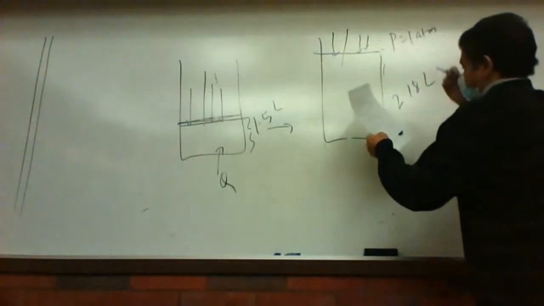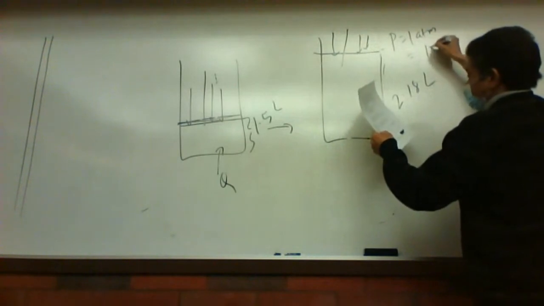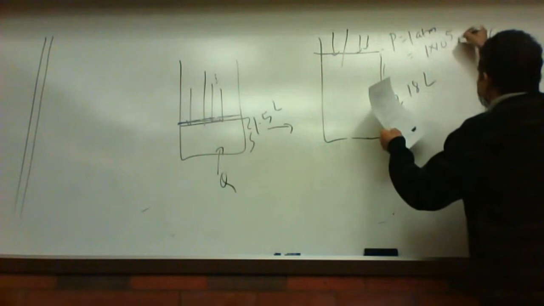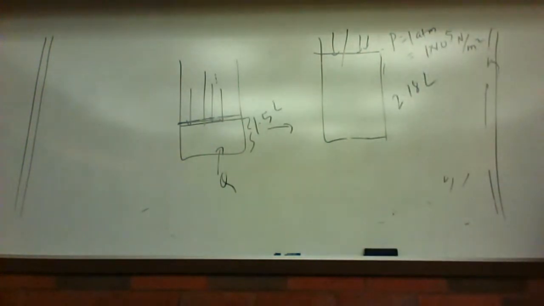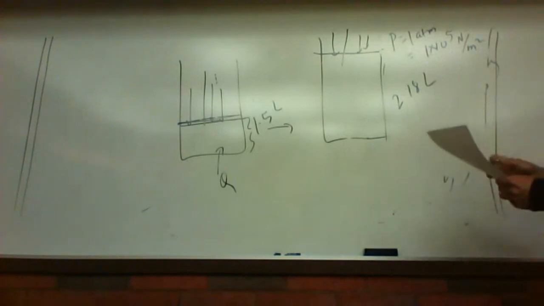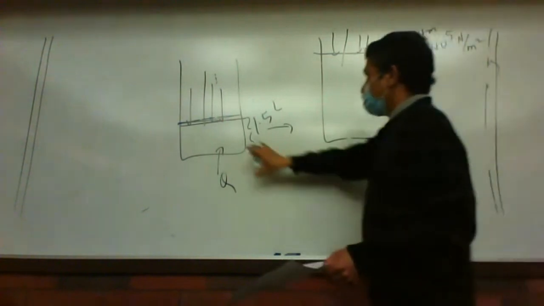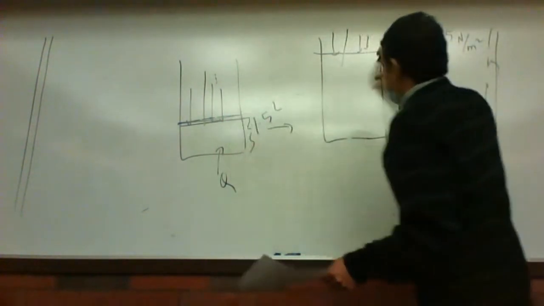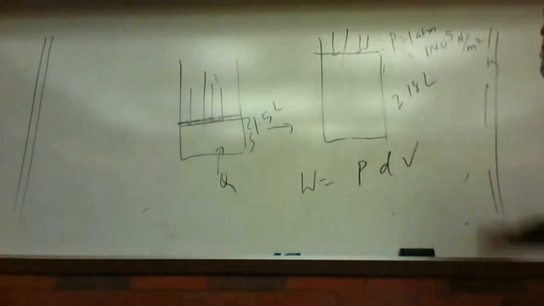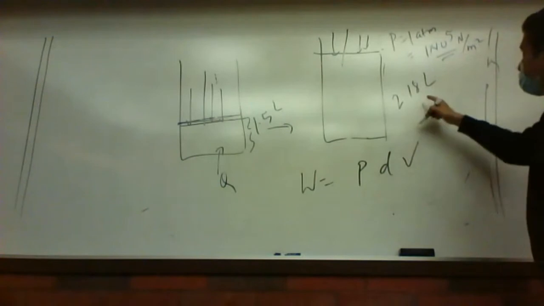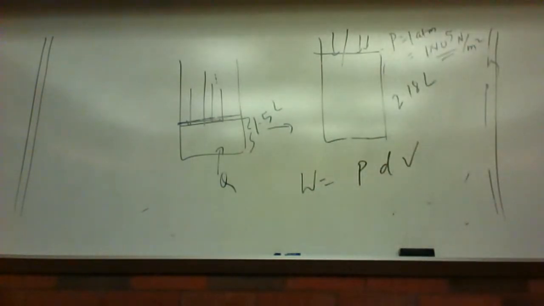So 1 atmospheric pressure, we need to do the conversion here, equals 1 times 10 to the power 5 Newton per meter square. So 1 atmosphere is that much in Newton per meter square. That's the unit. So now you can calculate the work. How much work happened going from this state to this state? Work is equal to P dV. P is already here, put this number here. dV is 2.18 minus 1.5, and convert those into cubic meters.